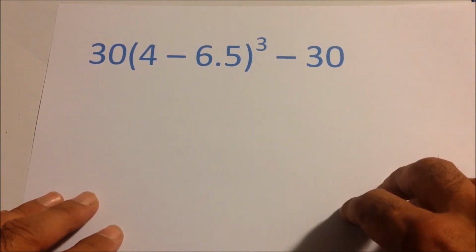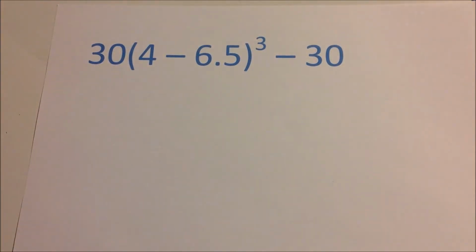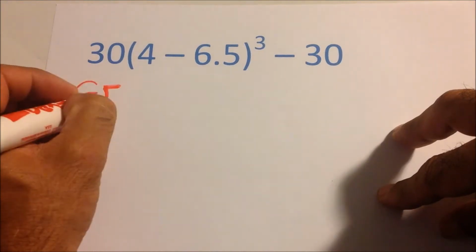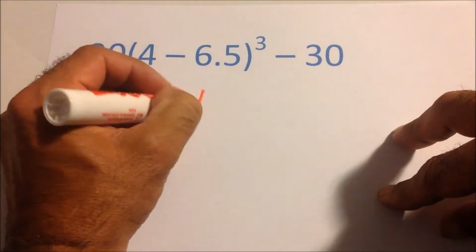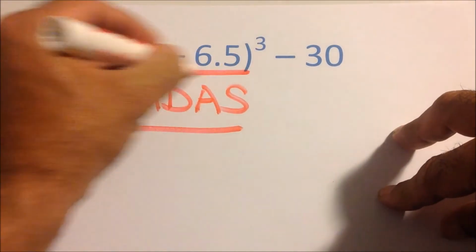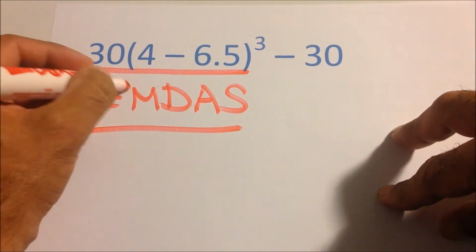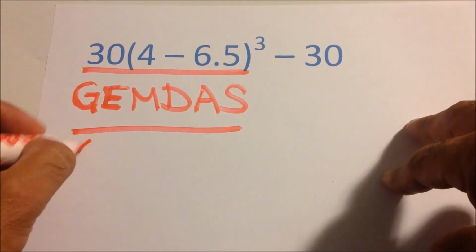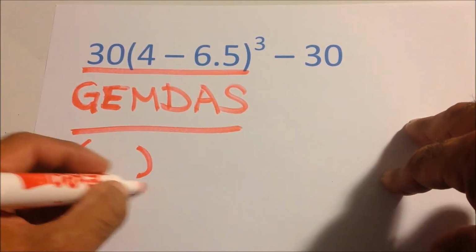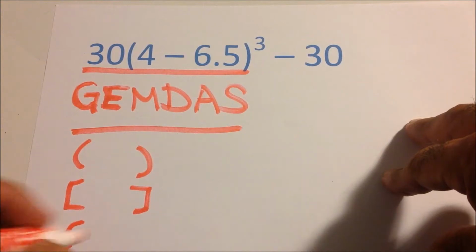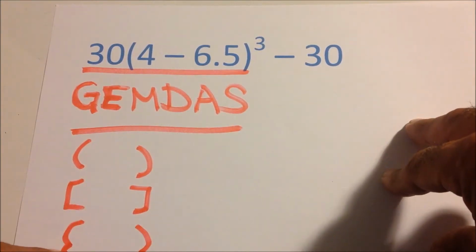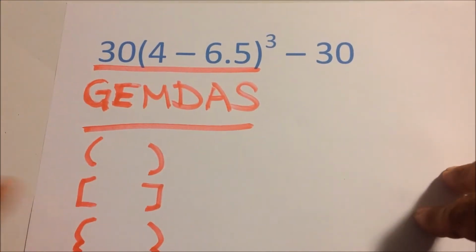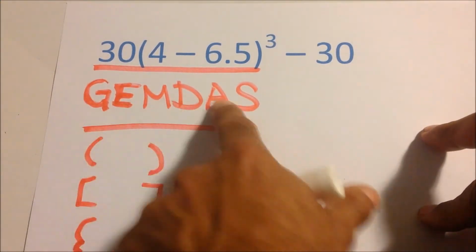So here we have an order of operations problem. You should remember GEMDIS, and GEMDIS is just PEMDAS, but the proper name is GEMDIS. You'll see GEMDIS more often. GEMDIS means grouping symbols, which are the parentheses, the brackets, and of course the braces. The braces are the highest, so it goes braces, brackets, and parentheses. In this case we only have parentheses, so if you don't remember GEMDIS, just think of PEMDAS.